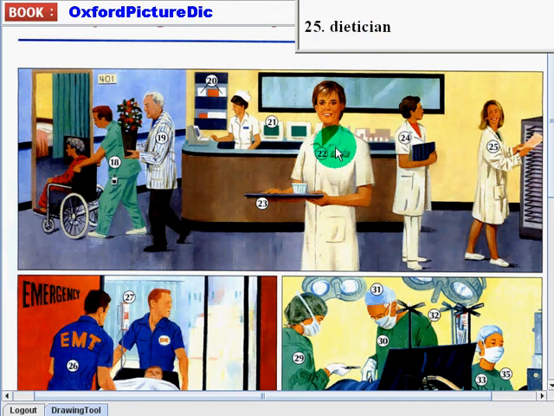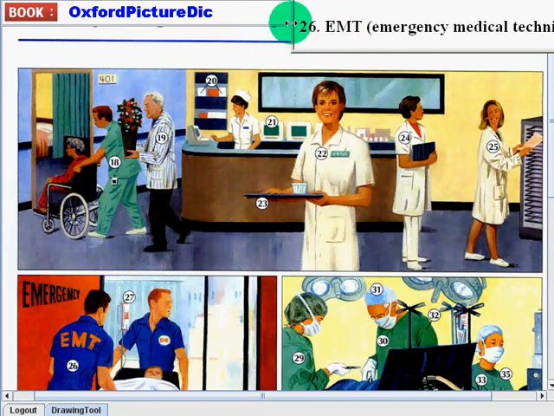They have different jobs inside this hospital, and all of their jobs are really important. They have different important roles to do. Okay, now let's continue and let's have the term in number 26.